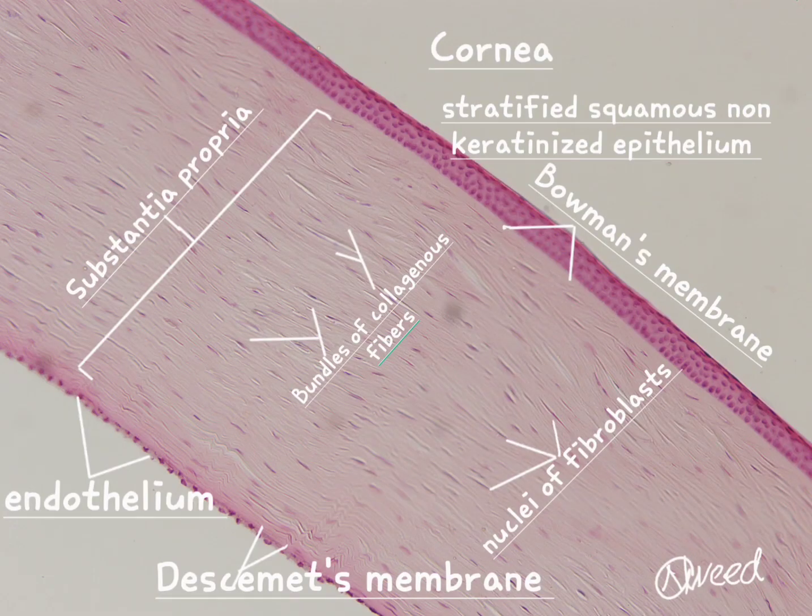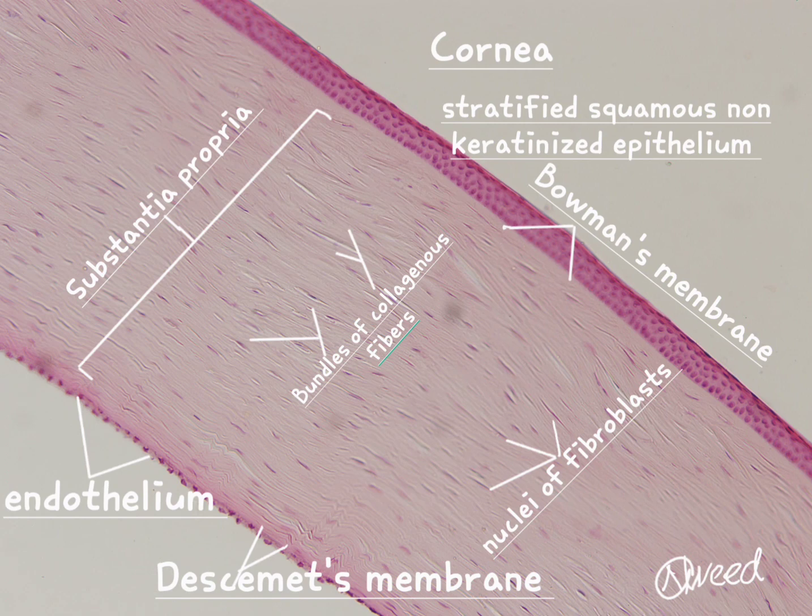Corneal epithelium is stratified squamous non-keratinized epithelium, which is composed of 5 to 7 layers. Bowman's membrane, also called anterior limiting membrane, is homogeneous and structureless. This layer consists of type 1 collagen fibers embedded in ground substance.